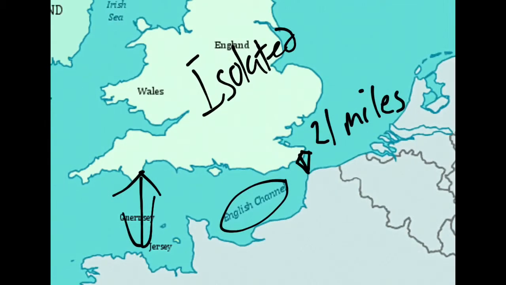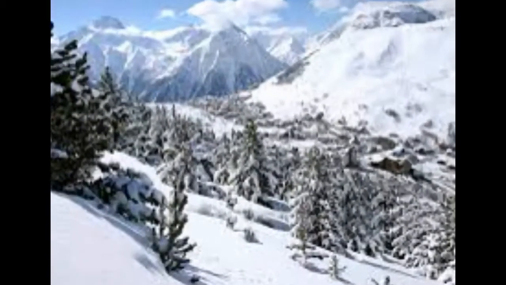Another geographical feature that played an important role in the 100 Years' War was the French Alps. These huge mountains would stop manpower from the southern regions of France to reach the northern regions.